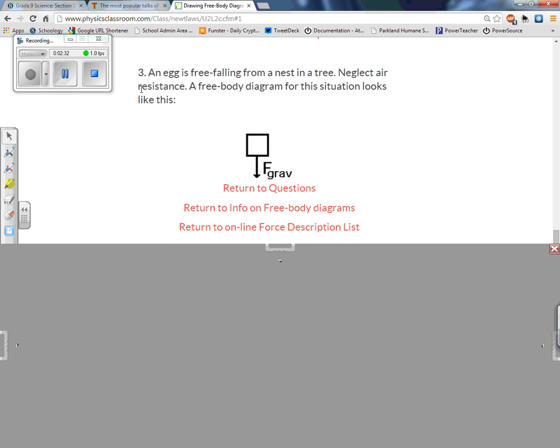If there was air resistance, then you would have to draw something like that, yes. Would it count as like... It would be friction. Yeah, air resistance is a type of friction, absolutely.